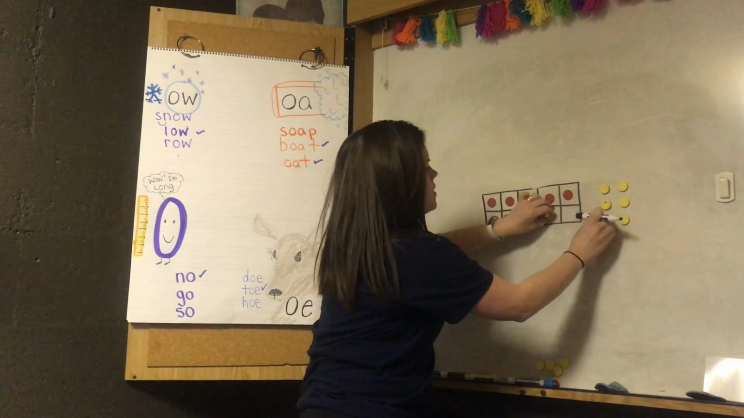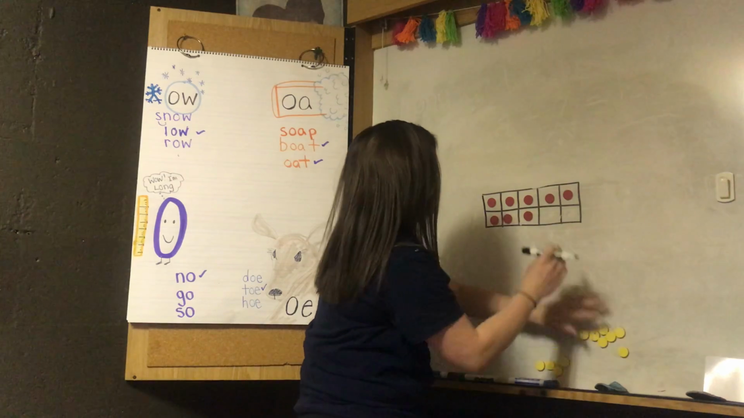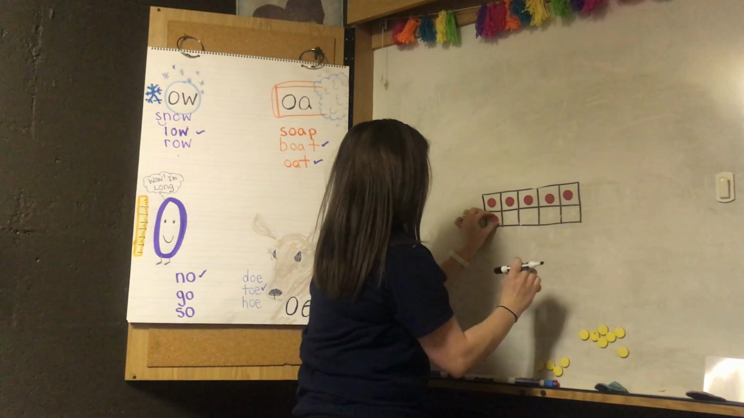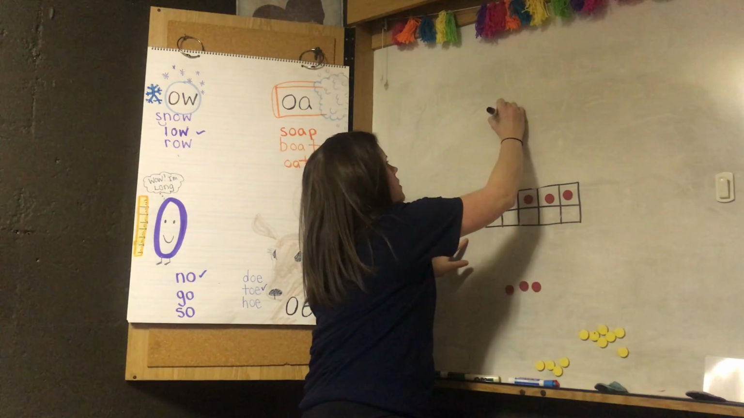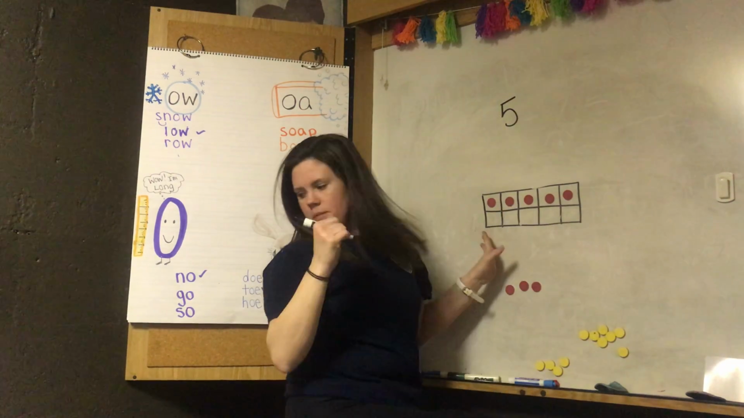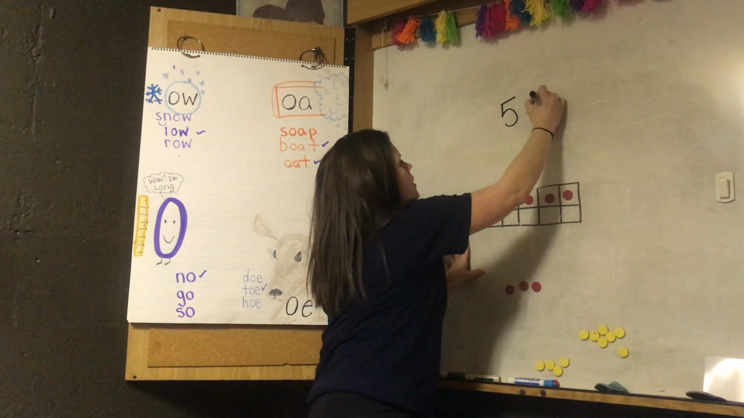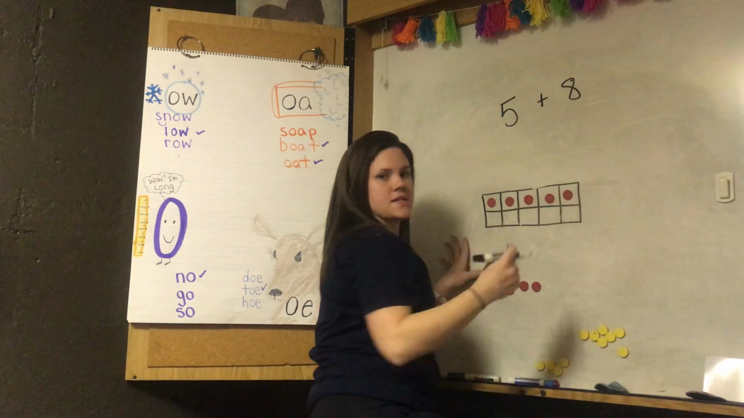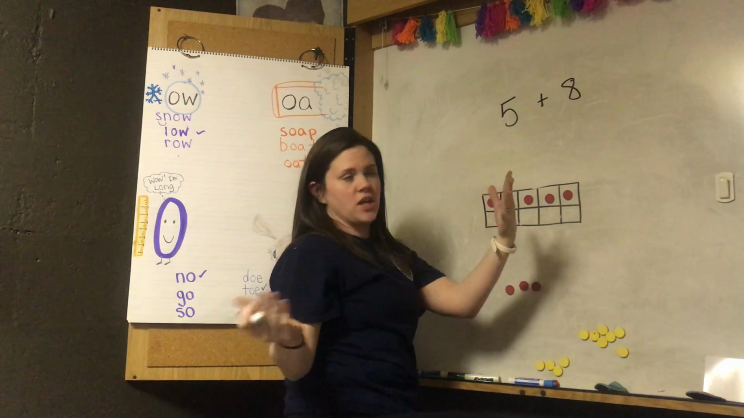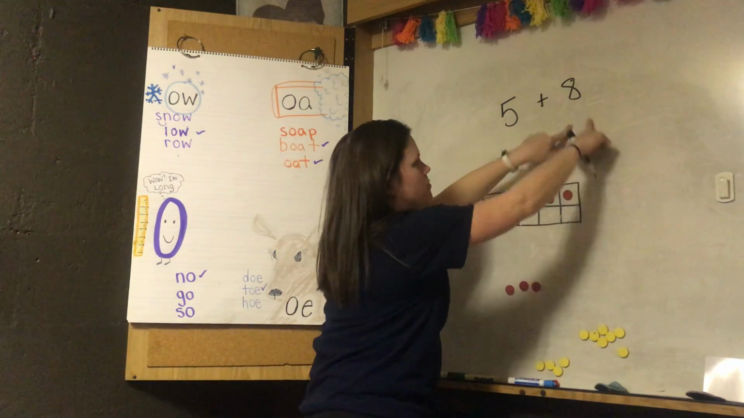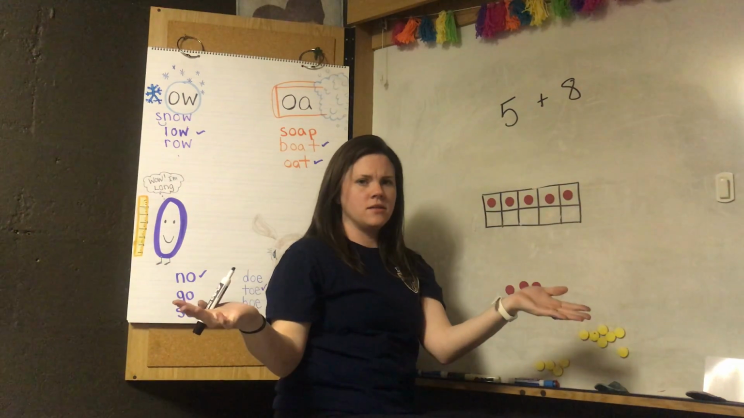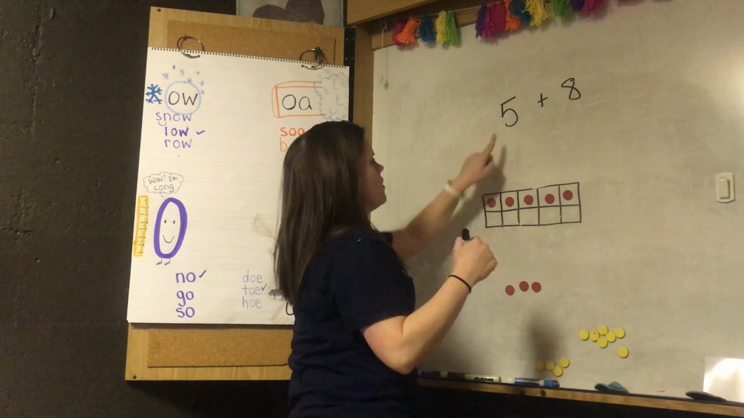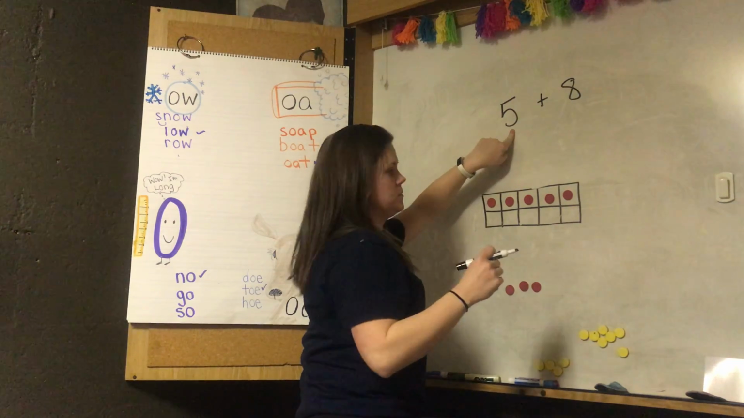What do I want to do this time? Bring these down. All right, I want to show you guys something. So this time my equation is going to be 5 plus 8. Now, just by chance, the way I've been doing this is I've been decomposing the second number each time. But does that have to be that way? No, it does not. You can decompose the first number too.